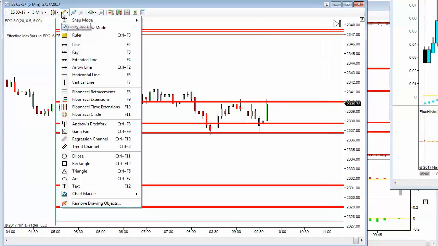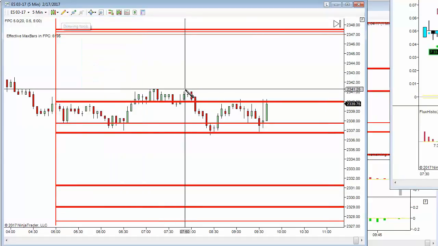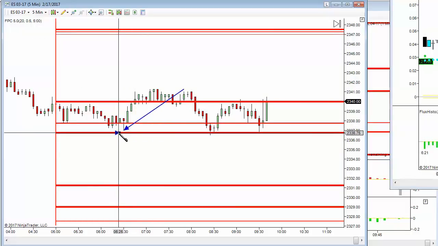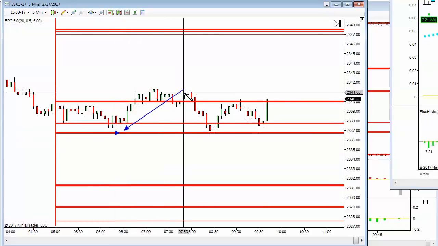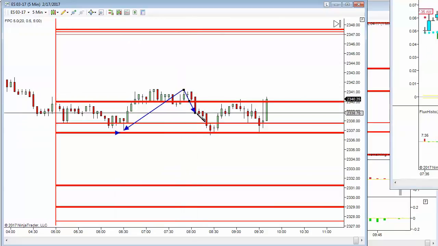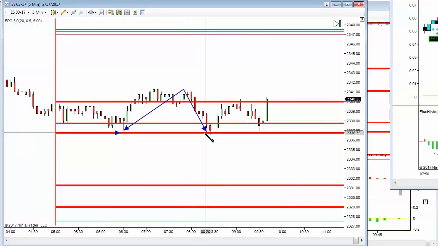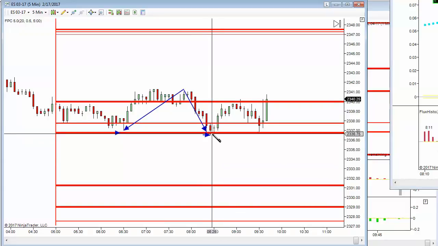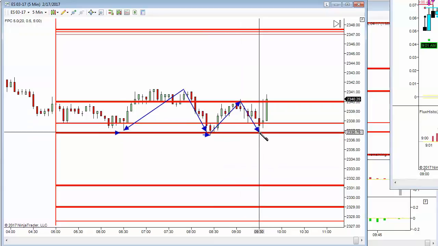Looking at this chart, what do we see? We see it came down. It didn't touch the line. It missed it by 1 tick. And then JV, it came down. It touched the line and went through it by 1 tick. Mel, it came back a 3rd time and it touched it to the tick.